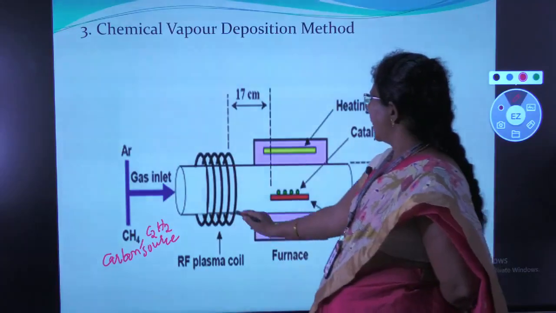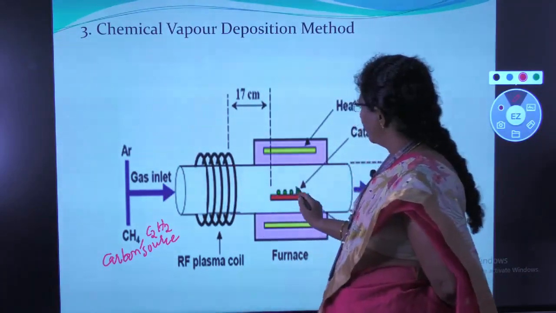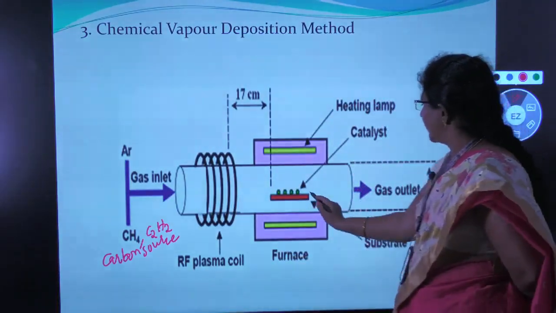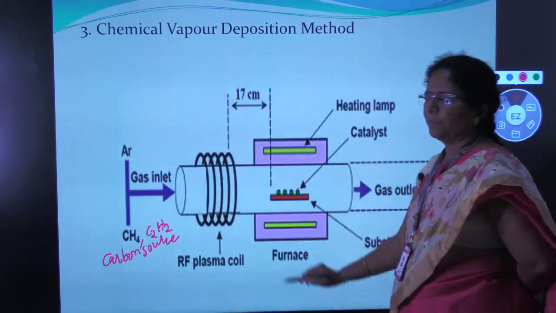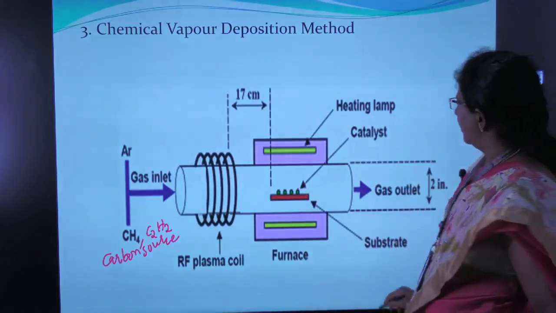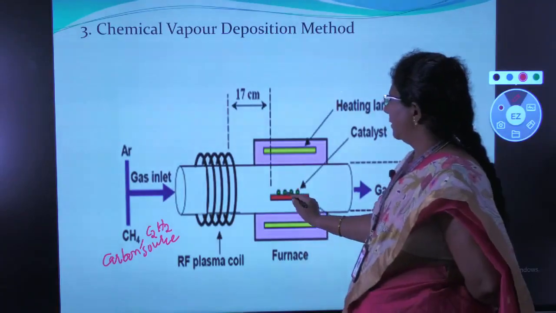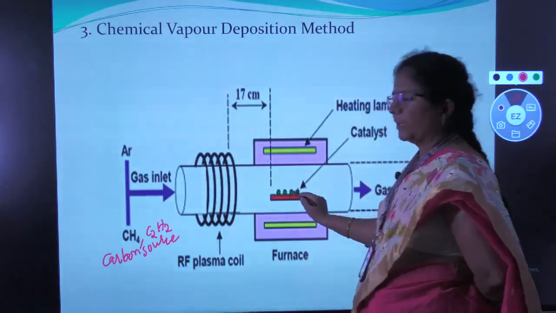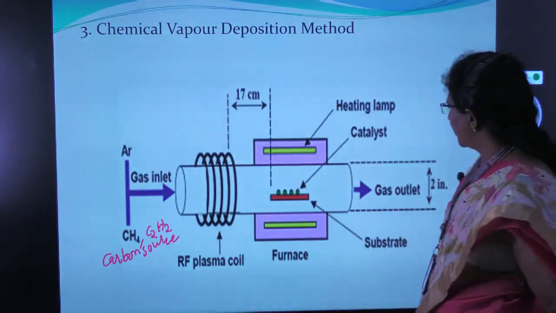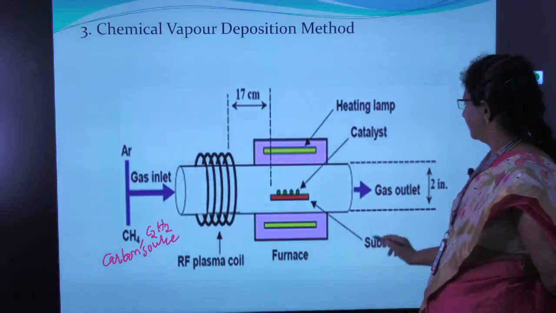Now this atomic carbon will move towards the substrate. This is the substrate which is coated with a catalyst. This substrate will be heated, and the incoming carbon source will react with the substrate and forms the carbon nanotube.